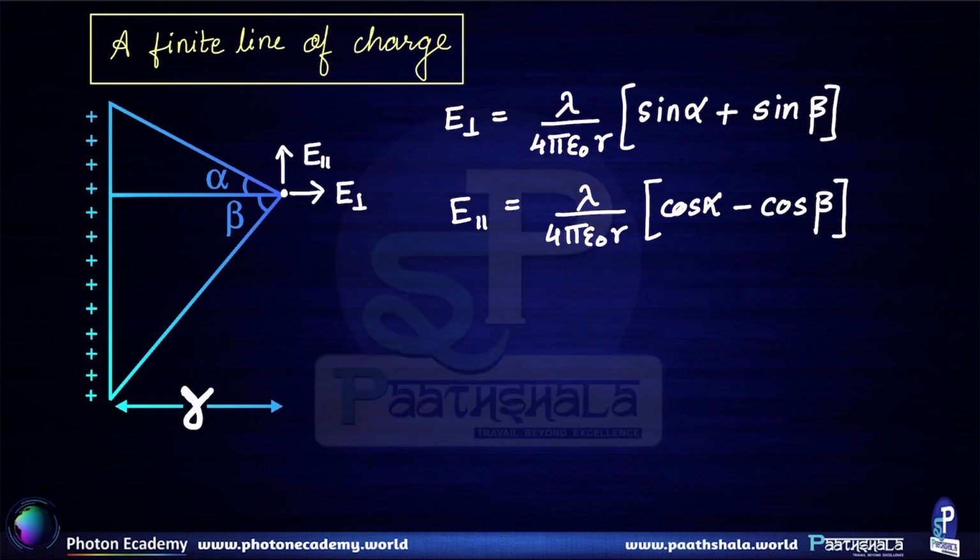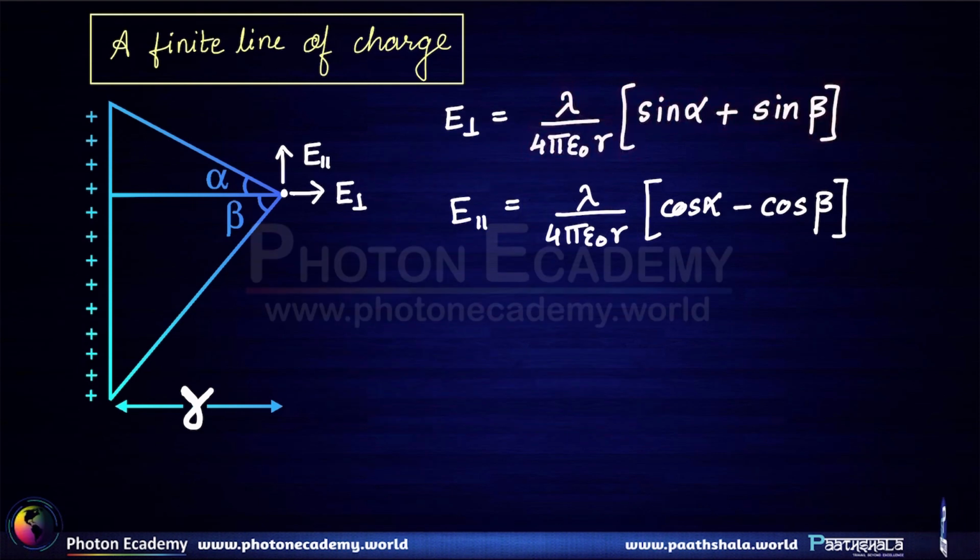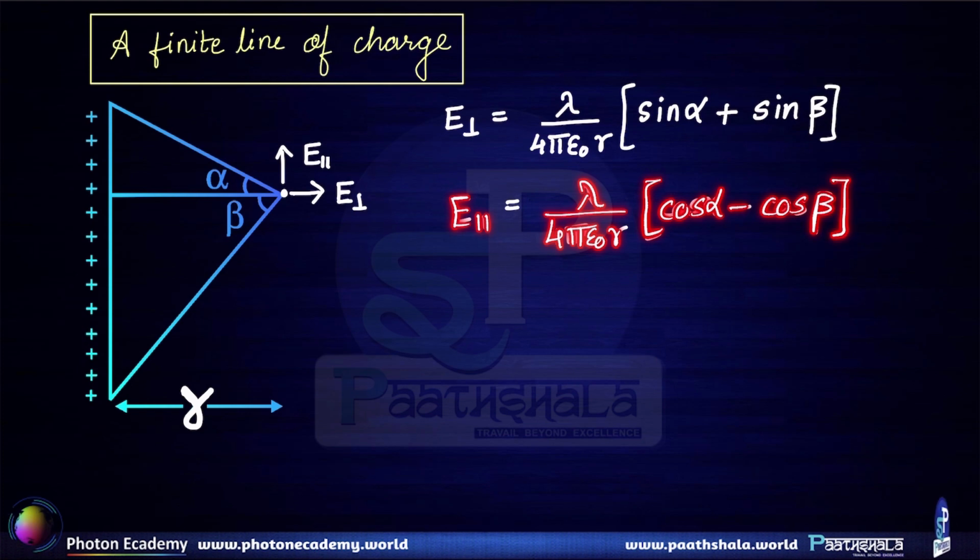The perpendicular electric field is going to be lambda upon 4 pi epsilon naught r, sine alpha plus sine beta. This is going to be the perpendicular electric field. And the parallel electric field is going to be lambda upon 4 pi epsilon naught r, cos of alpha minus cos of beta. Here the important thing to be noted is E parallel has been taken towards the alpha side.